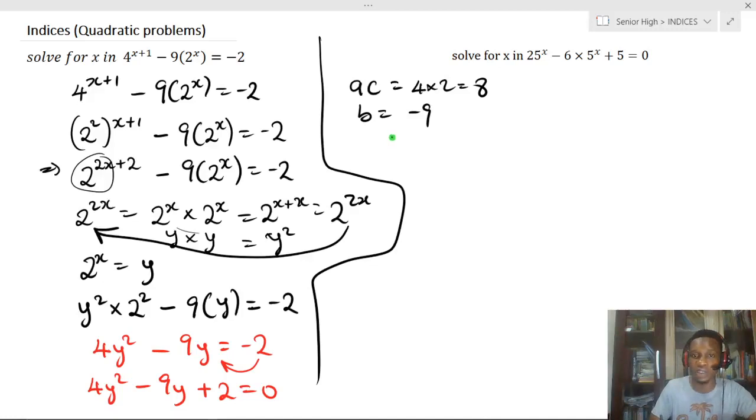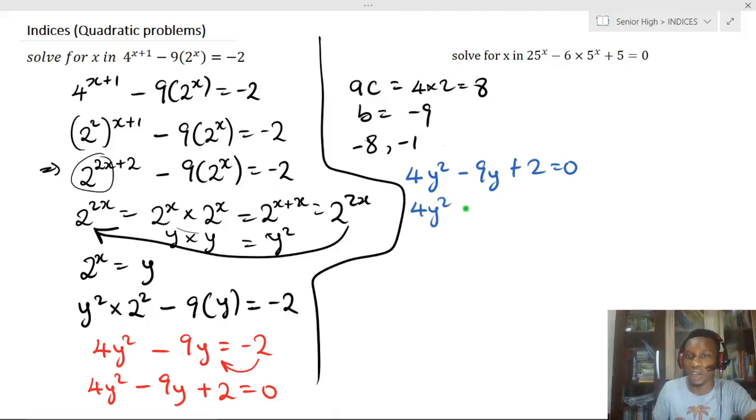You can pause this video to think. Okay, so I know that the two values that can go will be minus 8 and minus 1. You can check that out, because if you add minus 8 and minus 1, you get minus 9, and minus 8 multiplied by minus 1, you get 8. Therefore, bringing this into the equation that we've been solving, we have 4y squared minus 9y plus 2 equal to 0. Therefore this will now be 4y squared, and then our minus 9y will now be minus 8y minus 1y, which is like saying minus y, plus 2 is equal to 0.